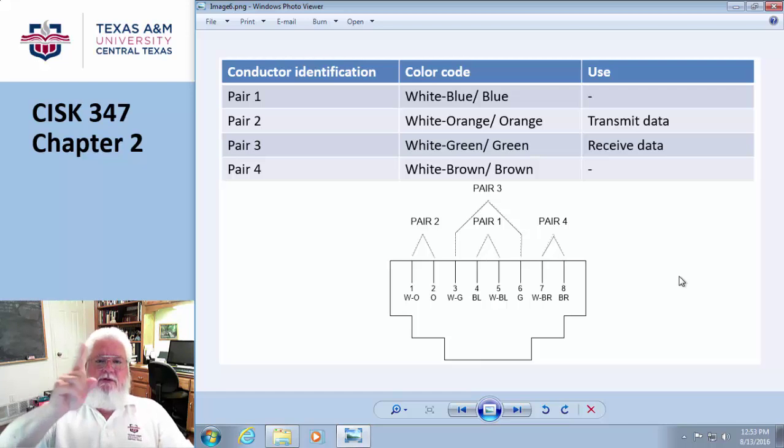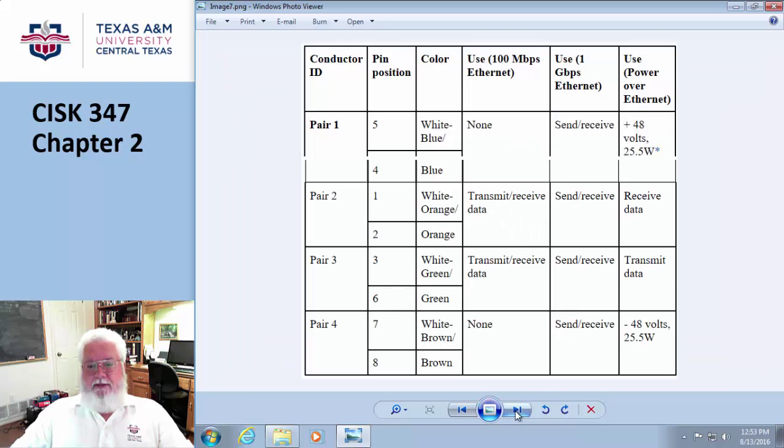So here's a good Trivial Pursuit question. In a typical 10 meg Ethernet cable, are all 8 wires actually being used? Let's take a peek. The answer is no. In the 100 meg range, pair 1 and pair 4 are not actually being used. Kind of weird, huh? However, if you're going up to 1 gigabit, well, then they are.